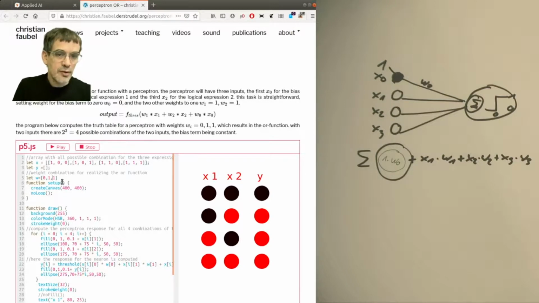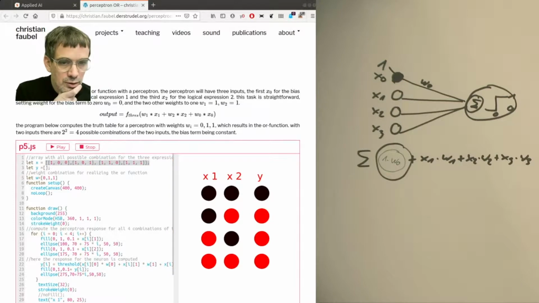But you can play around with it and test out different configurations. So I'll take you through the code. What you see, the first array here, is an array that holds all possible combinations of our input values. So basically it constructs the truth table. The first combination is this one, where x1 and x2 are 0. When they are red, we assume a value of 1.